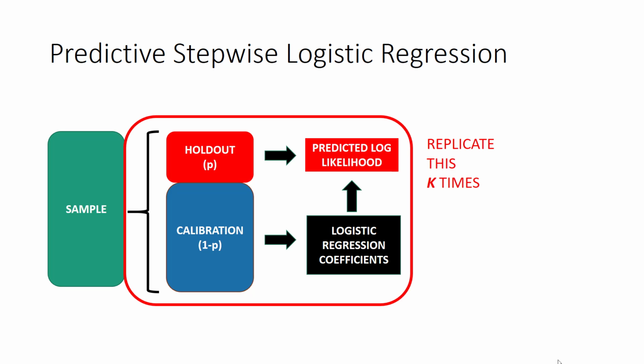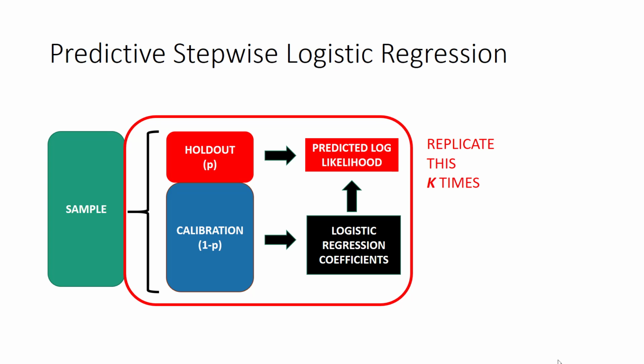And to improve the ability to identify new predictors, we replicate this process k times. In my tool, k can be from 1, only replicated once, to 10. Repeat this process 10 times to find the next predictor. Add that predictor to the model if it improves the predicted log likelihood.